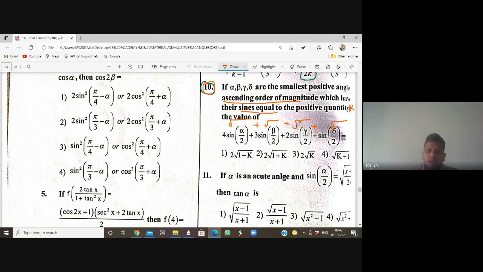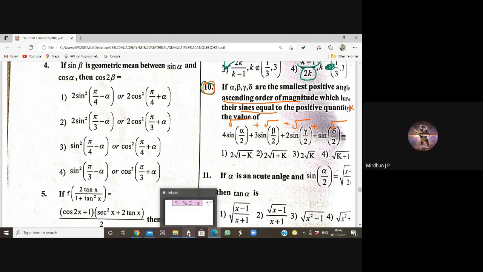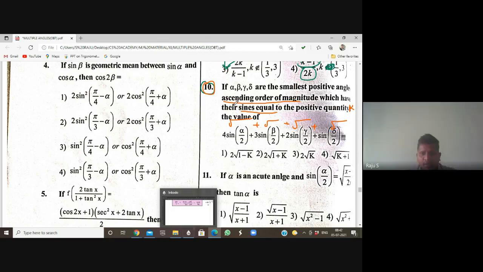See here, fine. Here they have given, we can write sin A plus sin B and sin A plus sin B. Okay, here 4, 3, 2, 1. 4, 3, 2, 1 is there, right?